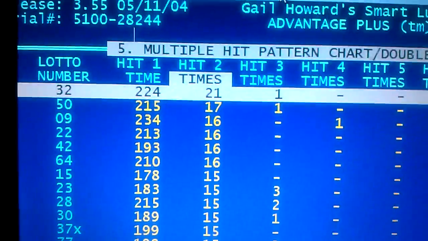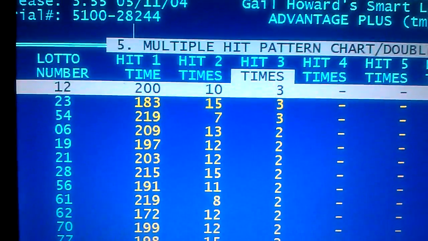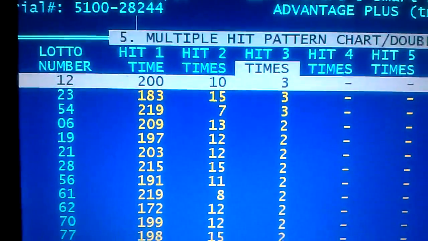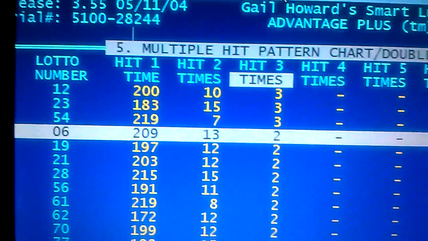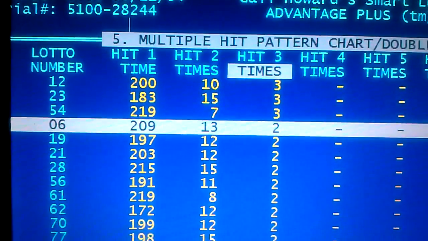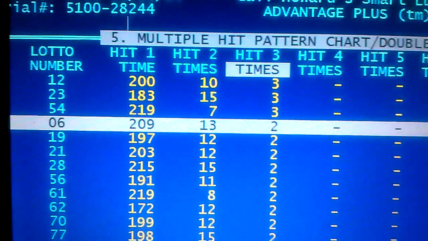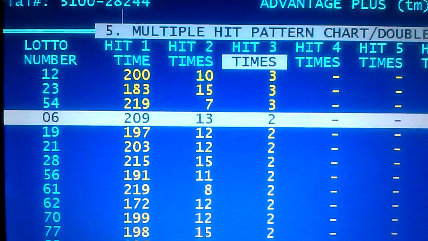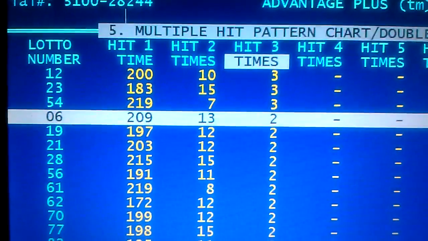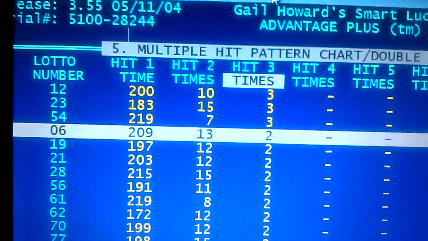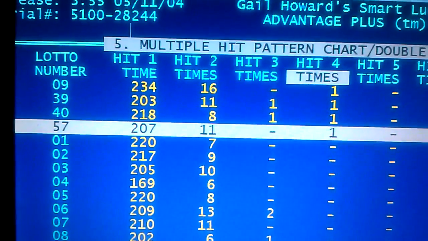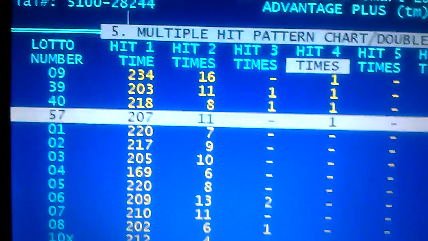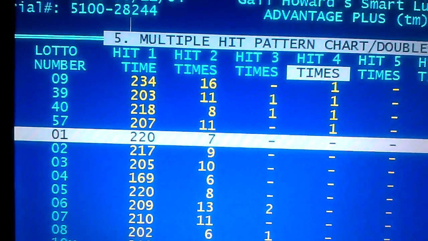And you'll see here where it shows what number is hit 3 times in a row. Look at that. The top 3 numbers, lottery number 12, lottery number 23, lottery number 54, have hit 3 times in a row in the history of the Ghana lottery. 4 times. Which numbers rank supreme for that?